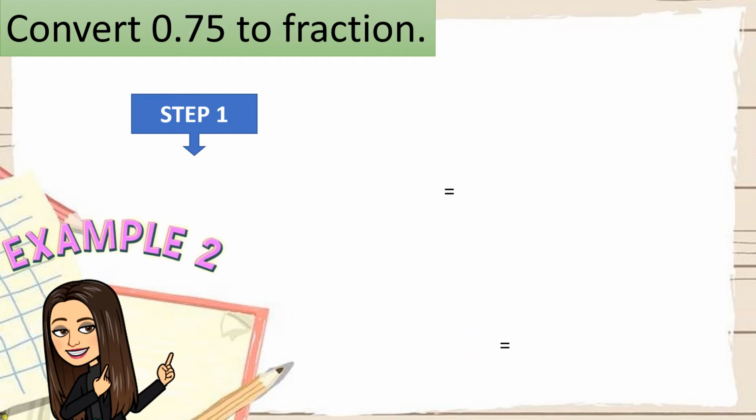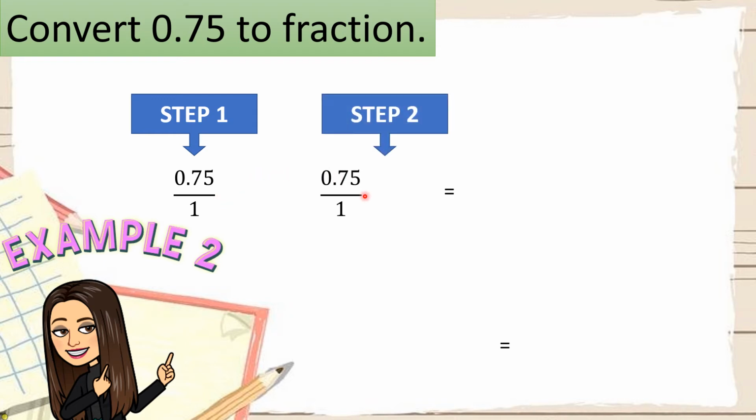Okay? Next example, number 2, we have 75 hundredths to fractions. So we have to convert 75 hundredths into a fraction. Again, step number 1, we have to write this decimal number as a fraction. How are we going to write this? So we will simply again give it a denominator of 1 to write it as a fraction. Okay?